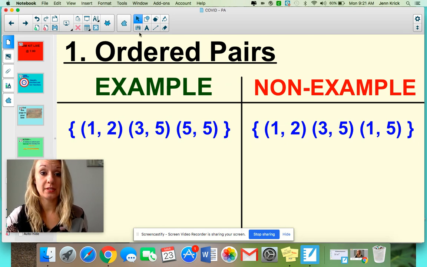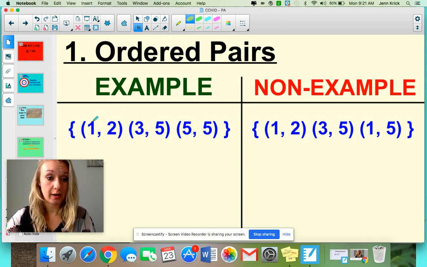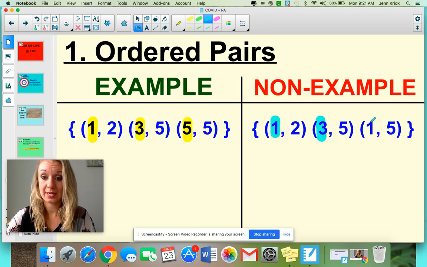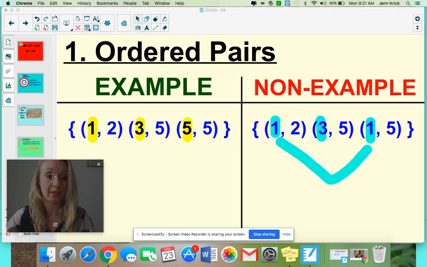Now, the reason that this is a true example is because if you look at your x values, you've got 1, you've got 3, and you've got 5. All of those are different, therefore it is a function. But if you look in this non-example category, you've got 1, 3, and then you've got 1 again. Because you have the repeats of the ones, that makes it a non-function. That would make it not work.